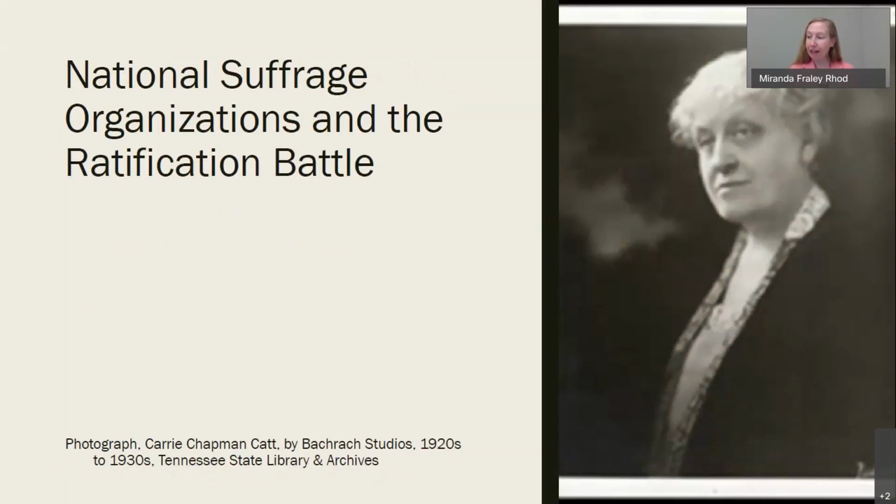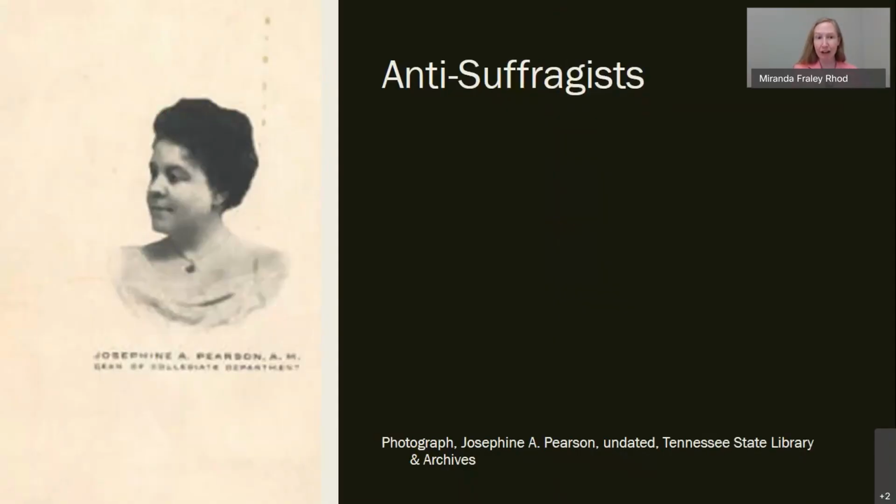We also have national suffrage organizations present here in the state, both the National Woman's Party and Carrie Chapman Catt, the president of the National American Woman Suffrage Association, was here in Nashville. The anti-suffragists are also very much in this fight. The Tennessee anti-suffragists were led by Josephine Pearson, shown here, and really many anti-suffragists from other states come to Nashville to help fight against ratification.